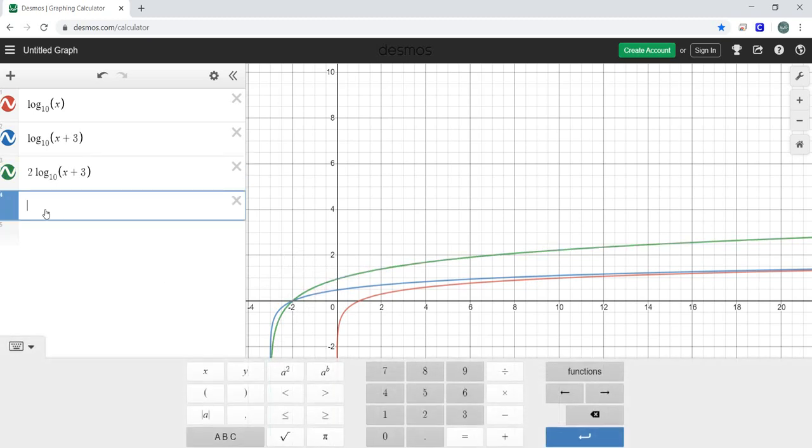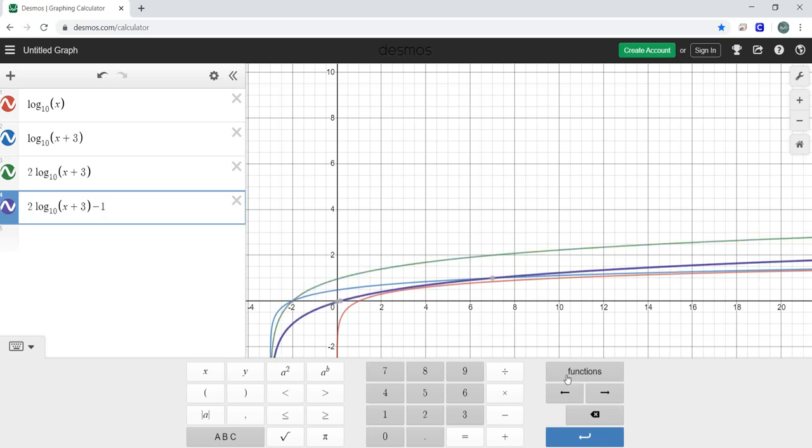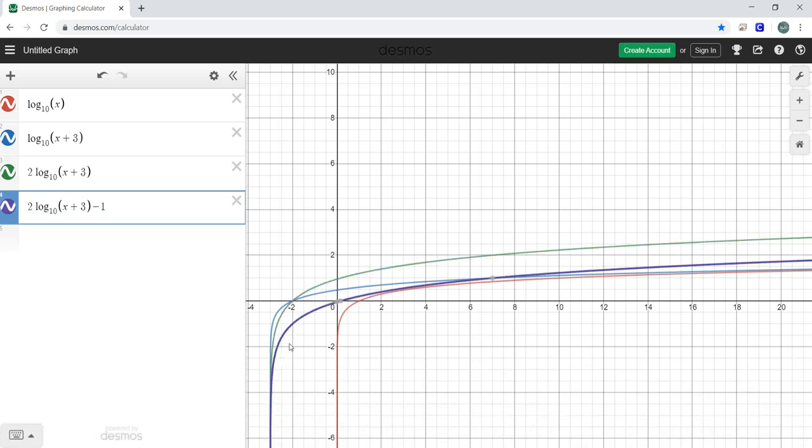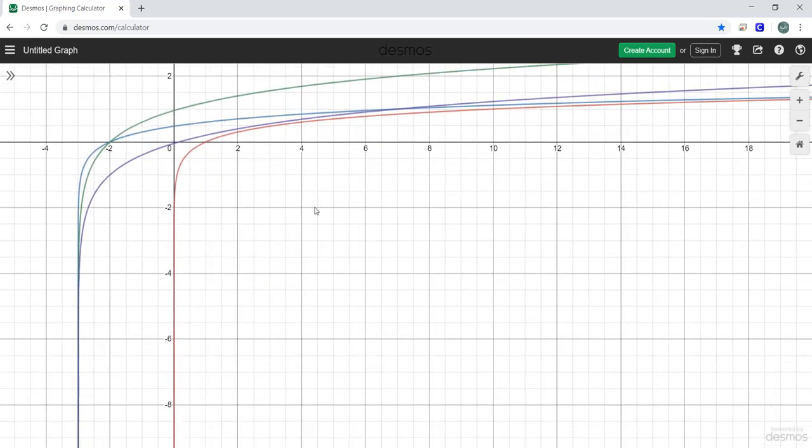And let's finalize it with the -1, which is the ultimate. We have the function as this: 2 log base 10 of (x plus 3) minus 1. And you can tell, when you compare the green one with the purple one, the purple one is shifted 1 unit down, and that will be it. Okay, so this purple one will be our function.